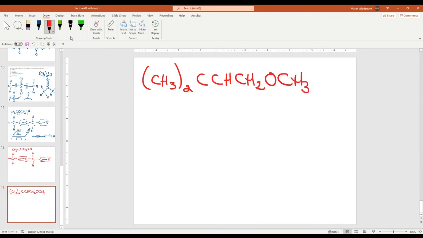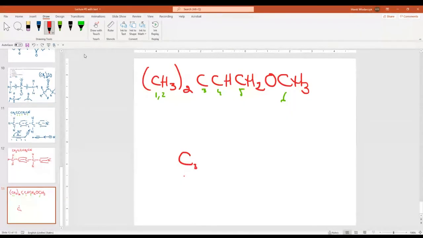Okay, so now we have carbon number 1 and 2, 3, 4, 5, and 6. So we have 6 carbons here. We know that carbon 1 and 2 are connected to carbon number 3. So again, you draw carbon. This is going to be our carbon number 3, okay? Carbon 3. Maybe I will draw it differently this way.